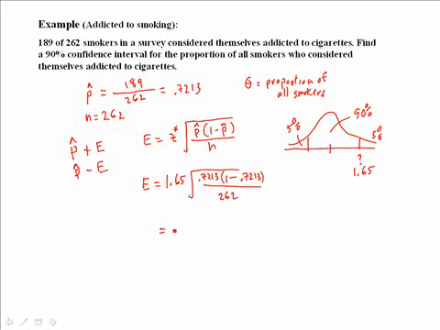Okay, so let's start on the inside. Let's do the 1 minus first. So 1 minus 0.7213. Okay, that's 0.2787. I'm just going to copy it over again, 0.7213 times 0.2787. Okay, good. And on the bottom, the 262.